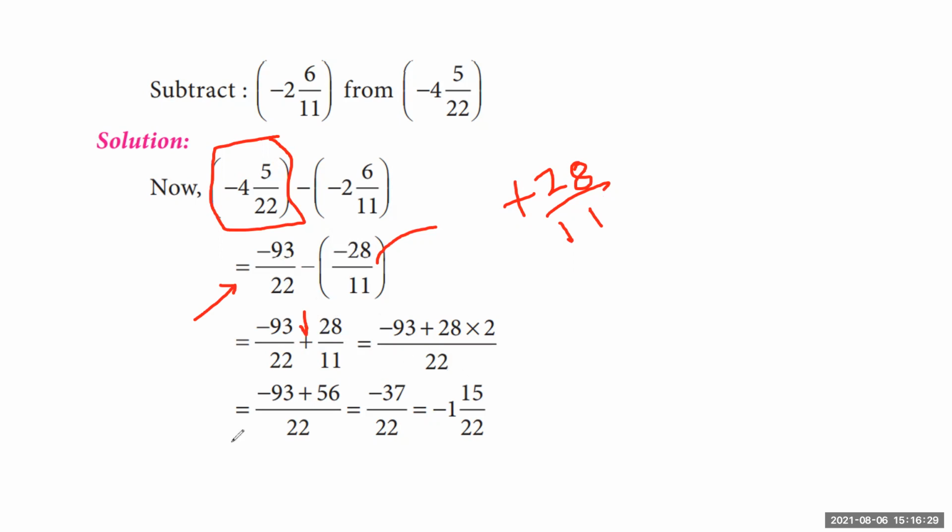Now take the LCM because the denominator is different. So the common LCM is 22. In this case, I get the same number here. For the second number, it is 22, so I have multiplied the numerator and denominator by 2. So I get 56 by 22. So I get 56 here. Then doing the addition here, I get minus 37 by 22, which I can write in the simplest, standard form as this one. So this is how you do the subtraction of mixed fractions.